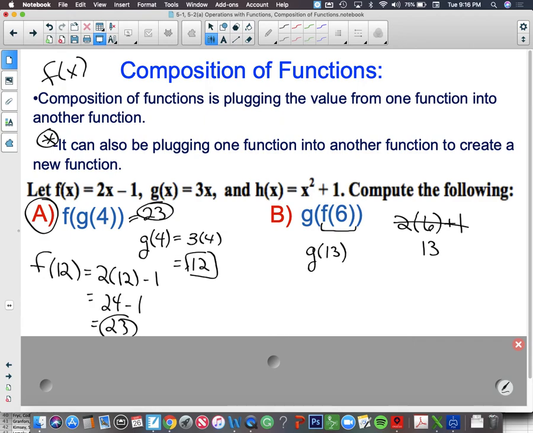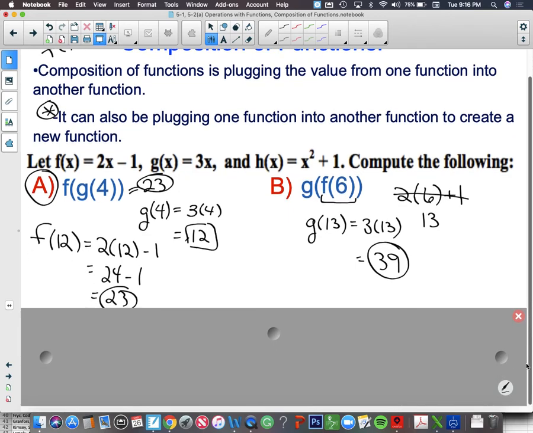Okay, so we find our g function. It's just 3x up there, so it'd be 3 times 13. So that's 13, 26, 39. So g of f of 6 is 39. Okay, a couple more down below here.